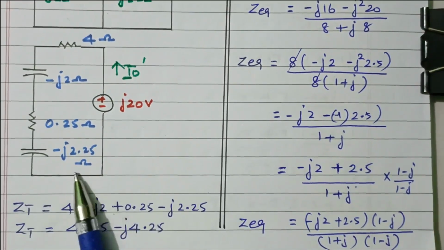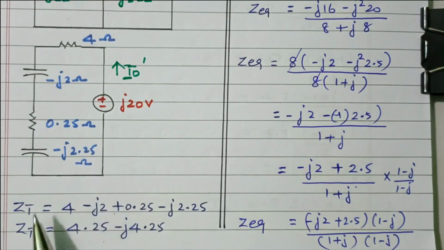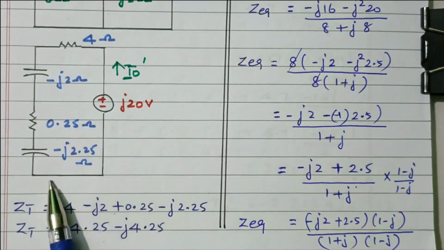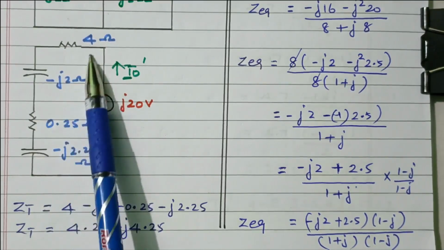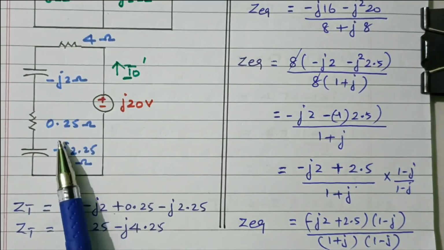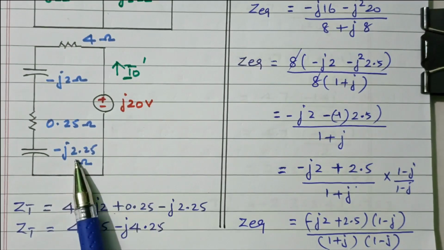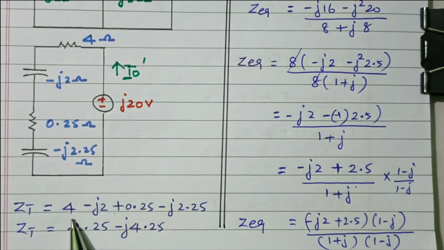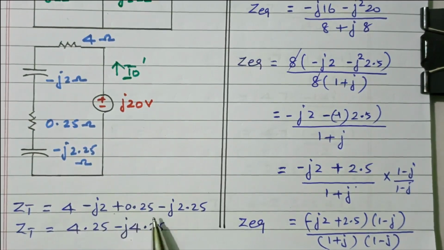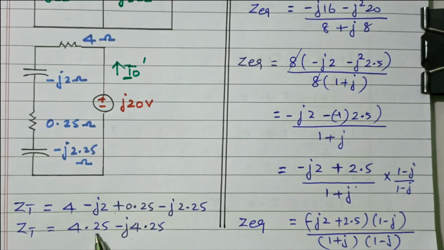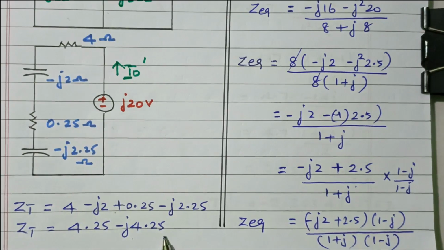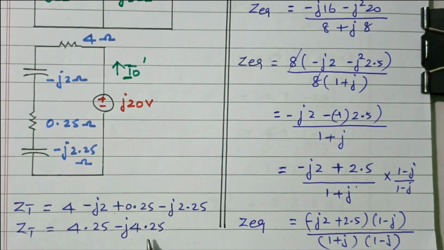Right, so the total impedance ZT is nothing but the sum of all these: 4 minus j2, that's already available. After simplification we got 0.25 minus j 2.25. So 4 minus j2 plus 0.25 minus j 2.25. So the total impedance is 4.25 minus j 4.25. Both are the same, real term and imaginary term, here positive, here negative. So this is the final impedance of the circuit. Now we will continue this.